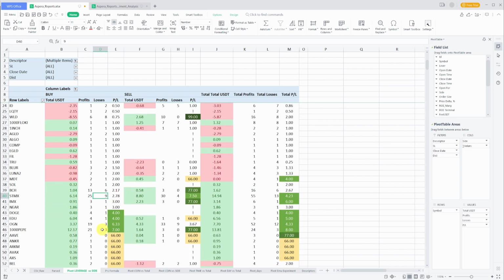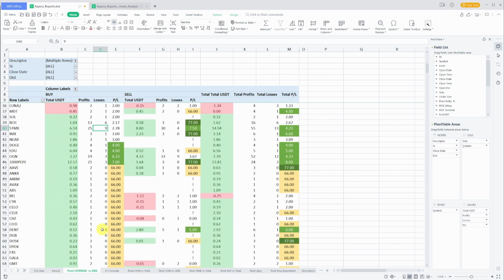But then we come to something different. Here is where we have 0 losses, but we have some profits as well. And the pivot table, when it tries to calculate the ratio, gives an error, division by 0. Of course, it's absolutely correct mathematically, but I need to somehow make use of this information.